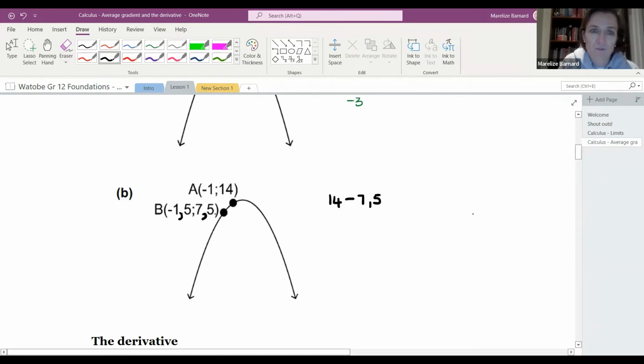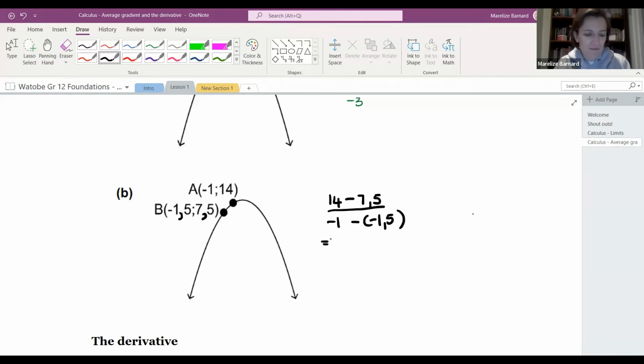Okay, so I go 14 minus 7.5 over minus 1 minus 1.5. Everyone says it's 13, yes. Okay, let's see. 14 minus 7.5 over minus 1 plus 1.5. Yes, I also get 13. Well done, everybody.